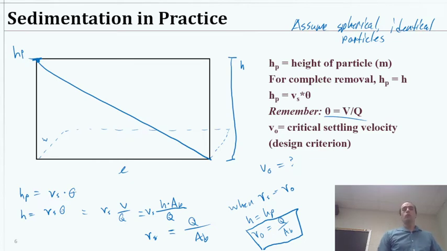Okay, so when we're solving these problems, we need the area of the basin and we need the flow rate, and that's going to give us that critical design velocity. We can compare a particular particle against our design velocity, or we could design a system for a particular particle.